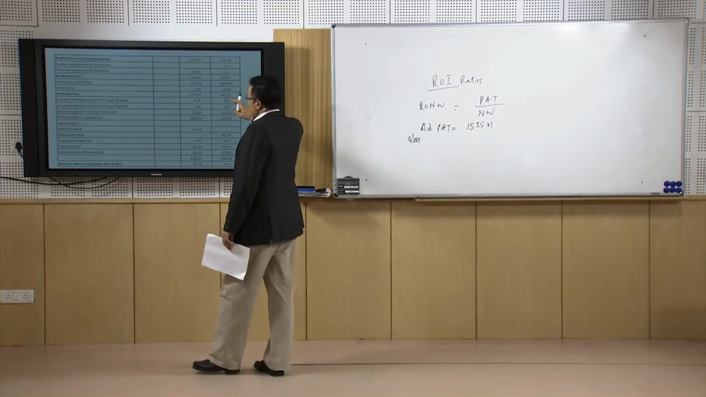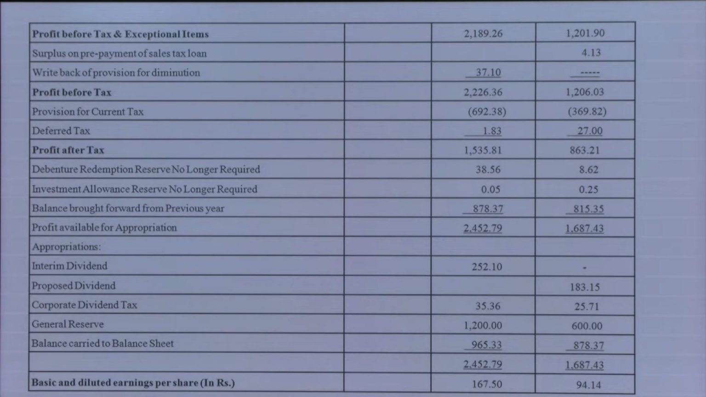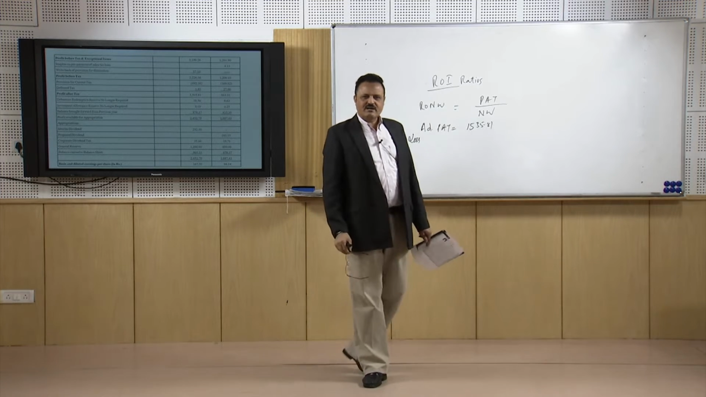Here is the profit before tax and exceptional items, which is 2189, and then we have added the write back of provisions for diminution. We had made some provisions, but now we have written back, as the diminution was not required. So we have added this income back, 37.10 crores. That is not a regular income, because you do not write back such provisions every year. Sometimes it can be, sometimes it cannot be. So why take this into account?